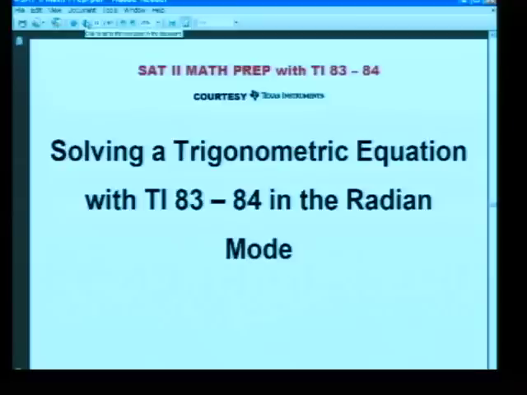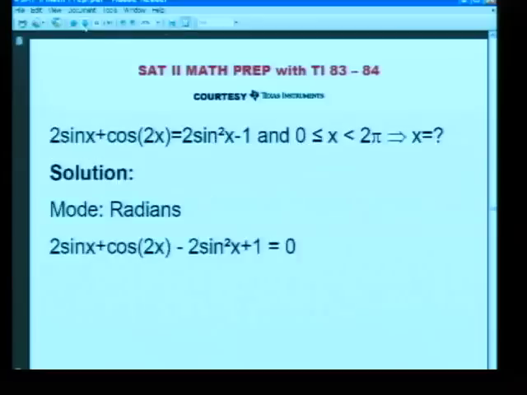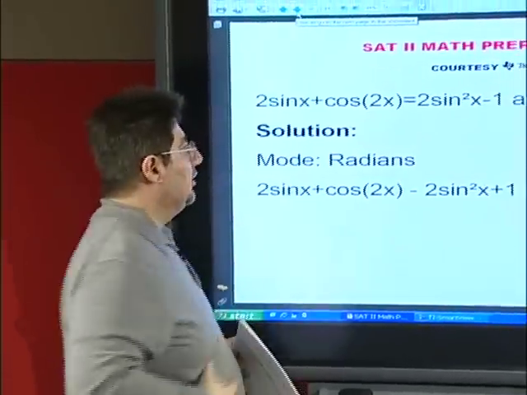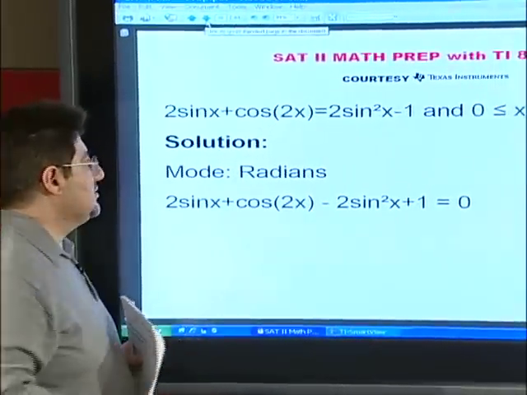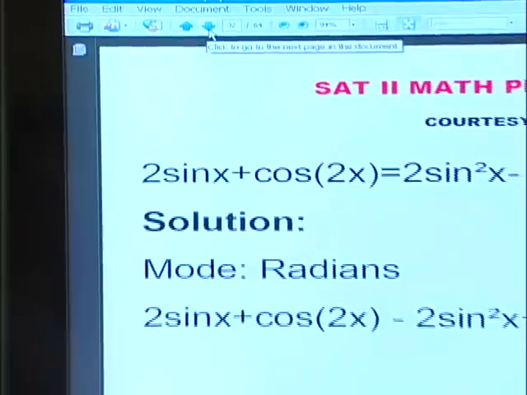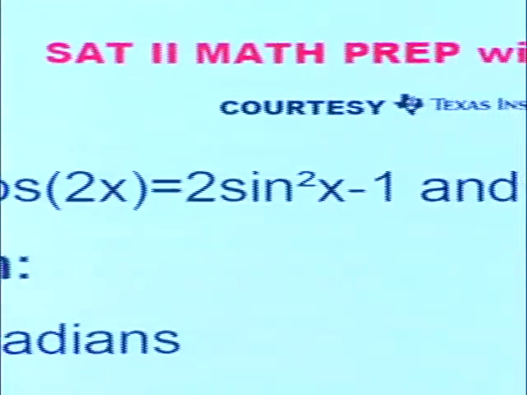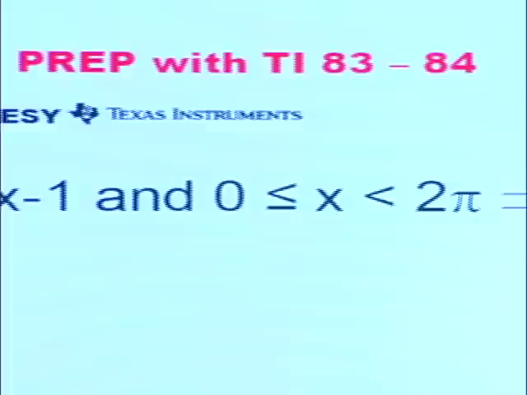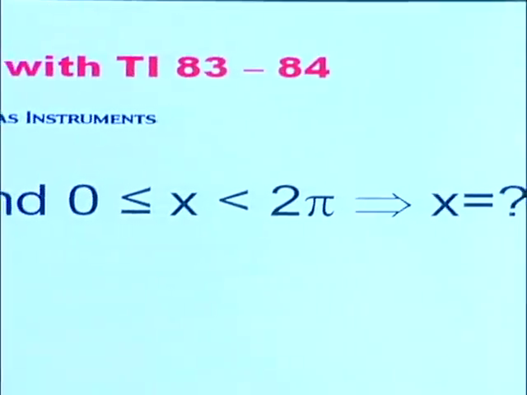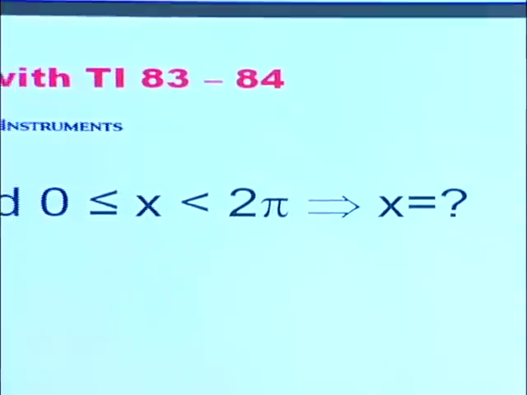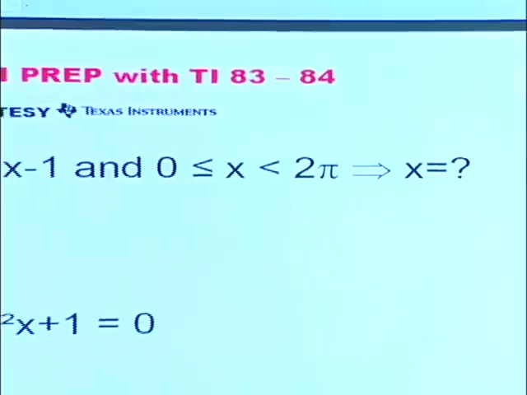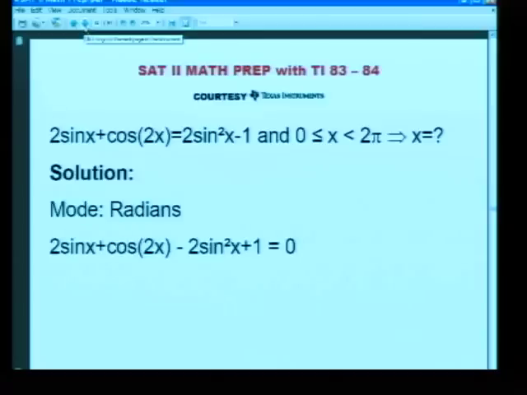Today we will elaborate how to solve a trigonometric equation with TI-83/84 in the radian mode. Let's say that we are given such an equation: 2 sine x plus cosine 2x equals 2 sine squared x minus 1. And we are given that x is between 0 and 2 pi. We would like to find the possible values of x.